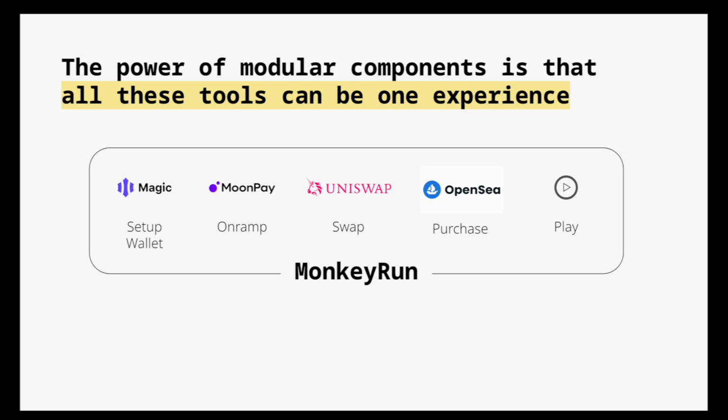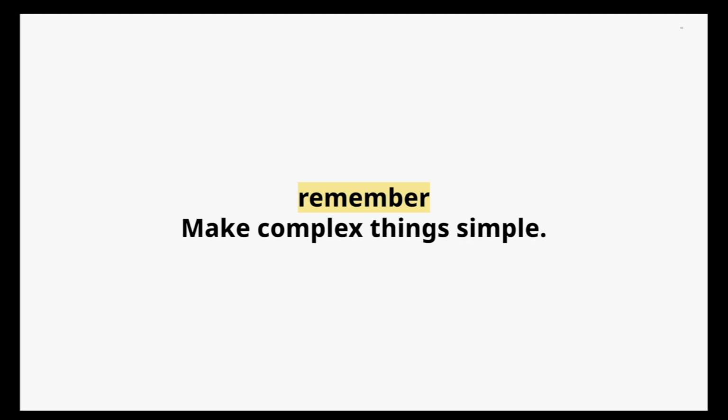The power of the modular components is that all of these tools can actually just be one experience. I can set up with Magic Link, on-ramp with MoonPay, swap with the Uniswap SDK, purchase with a white label OpenSea experience, and play the game all within the Monkey Run experience. I still only had to really focus on building the game, but all of these other experiences can be integrated into one application through the power of modular components built on top of decentralized infrastructure. Remember, make complex things simple. If we can take all of these experiences and put them into one, that's taking a complex user journey and making it much more simple.